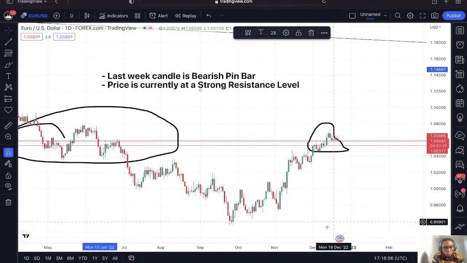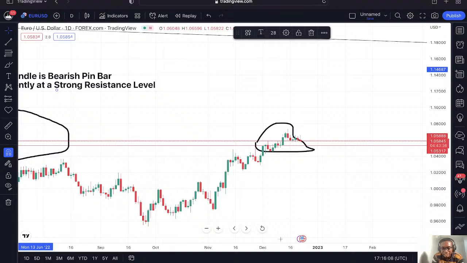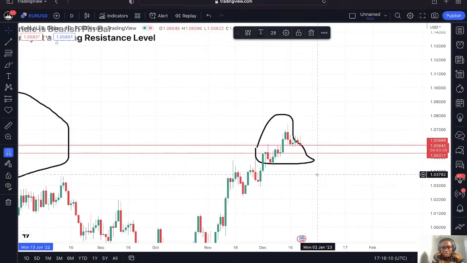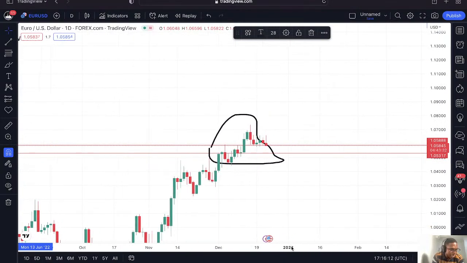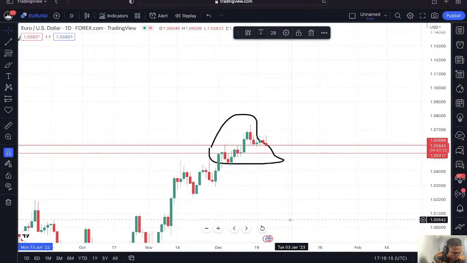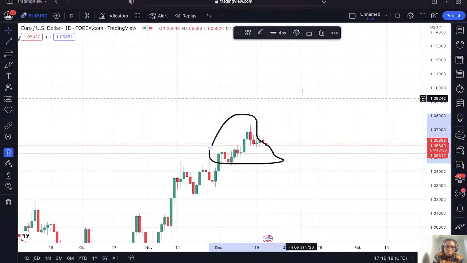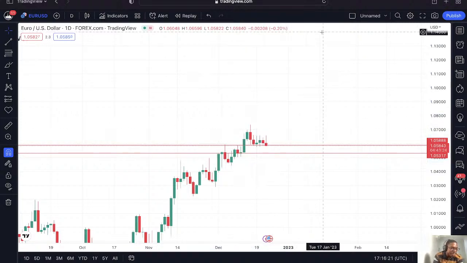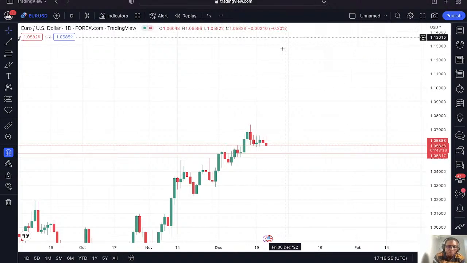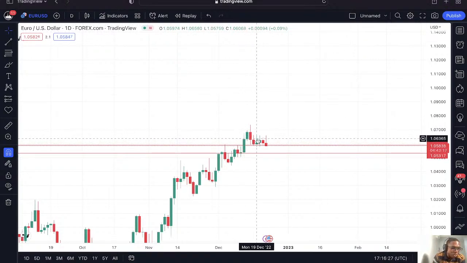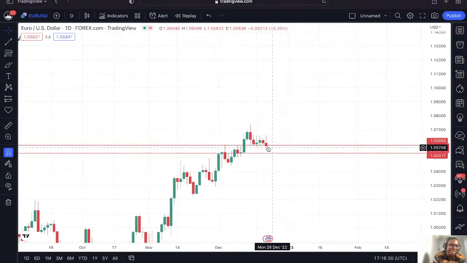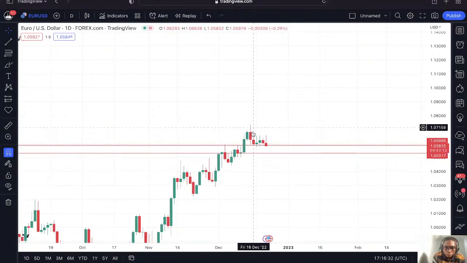Okay, what is currently happening on the daily time frame? So you can see what is currently happening here at present. When I say bearish, it means selling. Price is falling. When you say this thing is bearish, it means price is falling, sellers are selling. So this is it now.